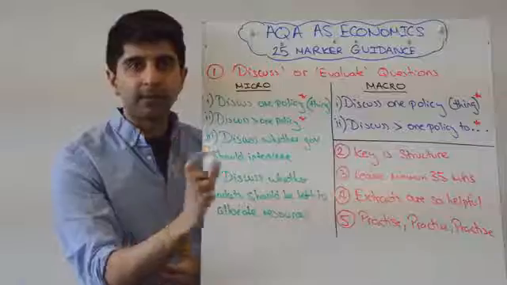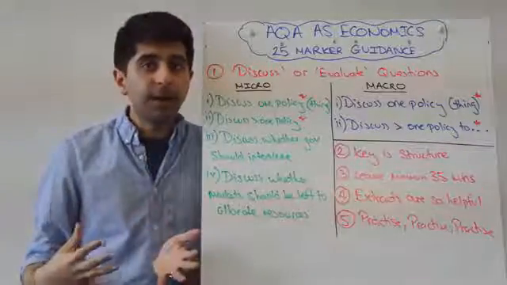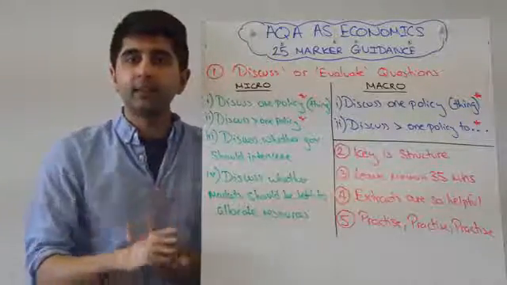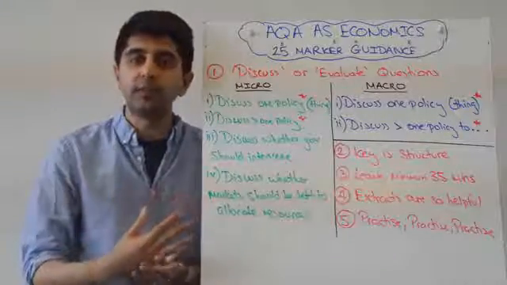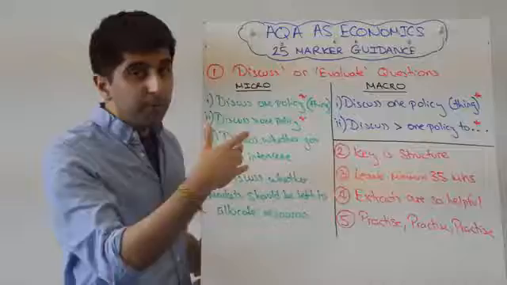That's just one thing. It could be one policy to solve market failure. Discuss whether indirect taxation is the most effective way of solving a market failure or reducing consumption. It could be like that. So that could be a style of question.